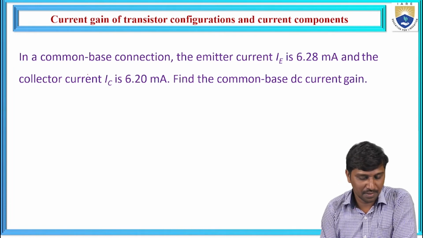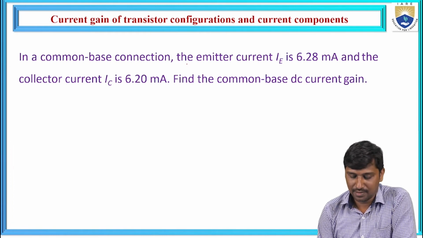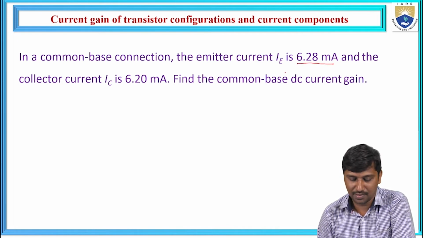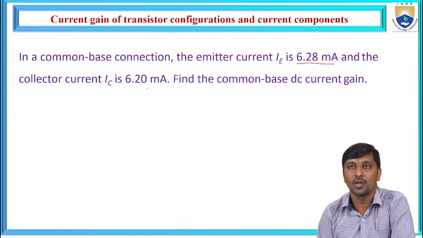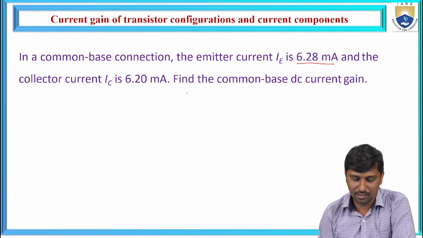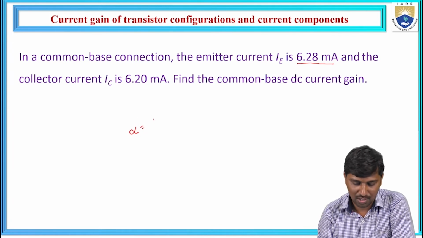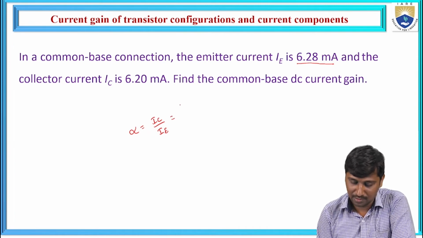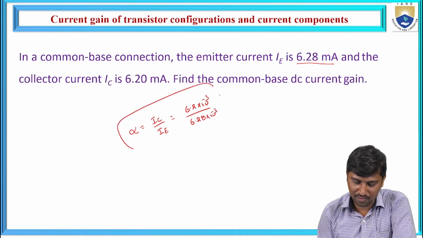Okay, then we'll see another question. In a common base connection, the emitter current IE is 6.28 milliamperes and the collector current is 6.20 milliamperes, and find the common base DC current gain. Common base means this is alpha. Alpha is defined as the ratio of output current to input current. The output current is the collector current and the input current is the emitter current. So this is 6.2 into 10 to the power of minus 3 by 6.28 into 10 to the power of minus 3. Then it gives the alpha value.